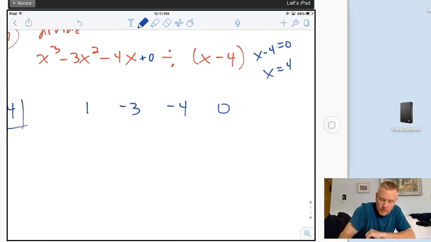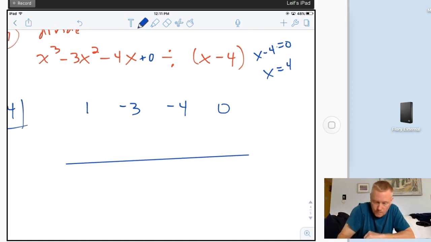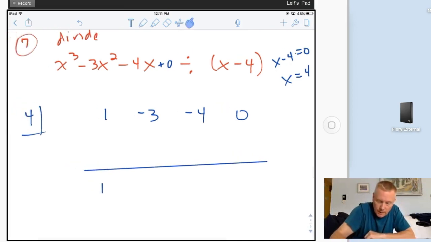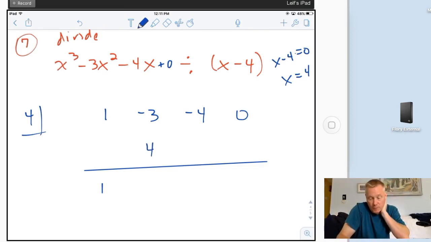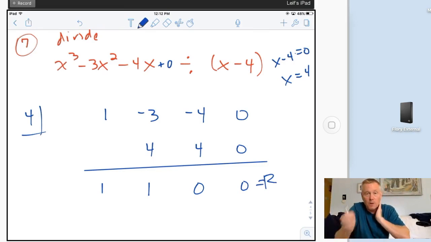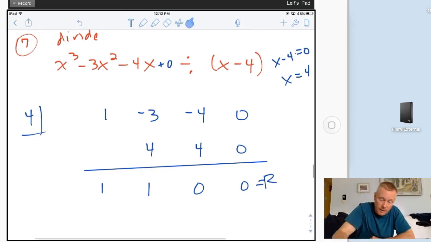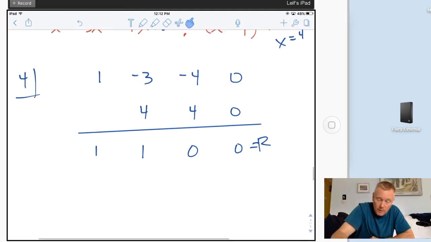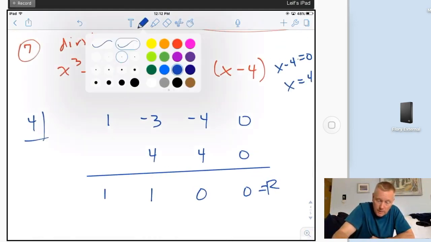So now I'm going to draw my line, bring down the 1, and multiply and add. Multiply and add. 4 times 1 is 4. Add. Negative 3 plus 4 is 1. Multiply. 4 times 1 is 4. Add. 4 times 0 is 0. 0 plus 0 is 0. So there's my remainder of 0, which means it goes in perfectly, which is great. I don't even have to write the remainder down this time.